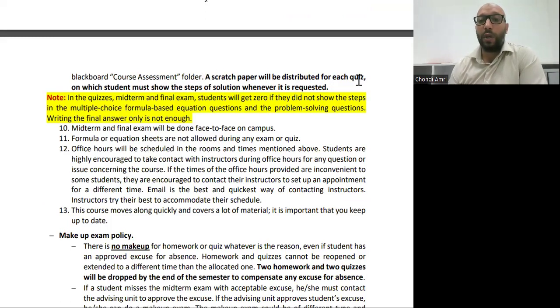Scratch paper will be distributed for each quiz, on which students must show the steps of the solution whenever it's requested. A note: in the quiz, midterm, and the final exams, students will get 0 if they do not show the steps in the multiple choice formula-based questions and problem solving questions. Writing the final answer only is not enough. So please, you are asked to develop your answers step by step. The midterm and the final exam will be done face-to-face on the campus. Formula and equation sheets are not allowed during the exam or the quizzes.